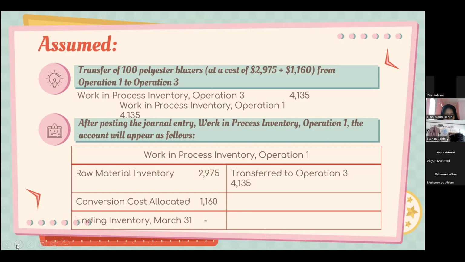And the next assumption is after posting the journal entry, the work in process inventory operation 1 account will appear as follows, like we see in the T account, work in process inventory for operation 1. On the left side, we have raw material inventory and conversion cost allocated, and on the right side we have transferred to operation 3. So the ending inventory at March 31 is 0. Next slide, please.